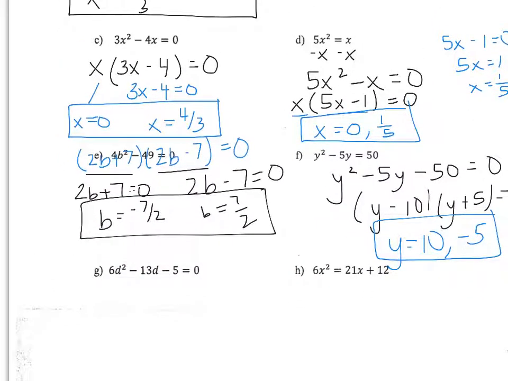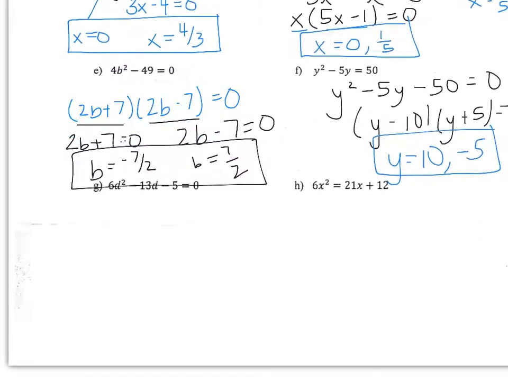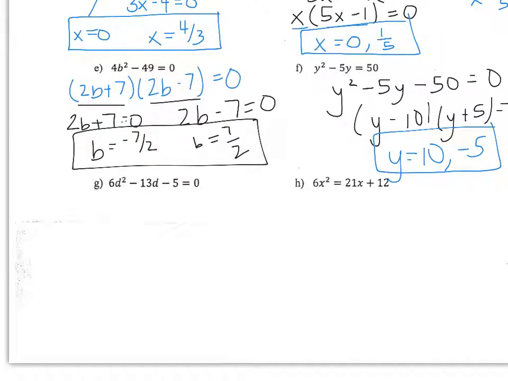Okay, letter G is, I already have one side equal to 0, and I can't do a greatest common factor. And I'm noticing that out front has a 6, so I can't just do factors of negative 5 that add up to negative 13. I'm actually going to multiply and do factors of negative 30 that add up to negative 13 and factor by grouping.